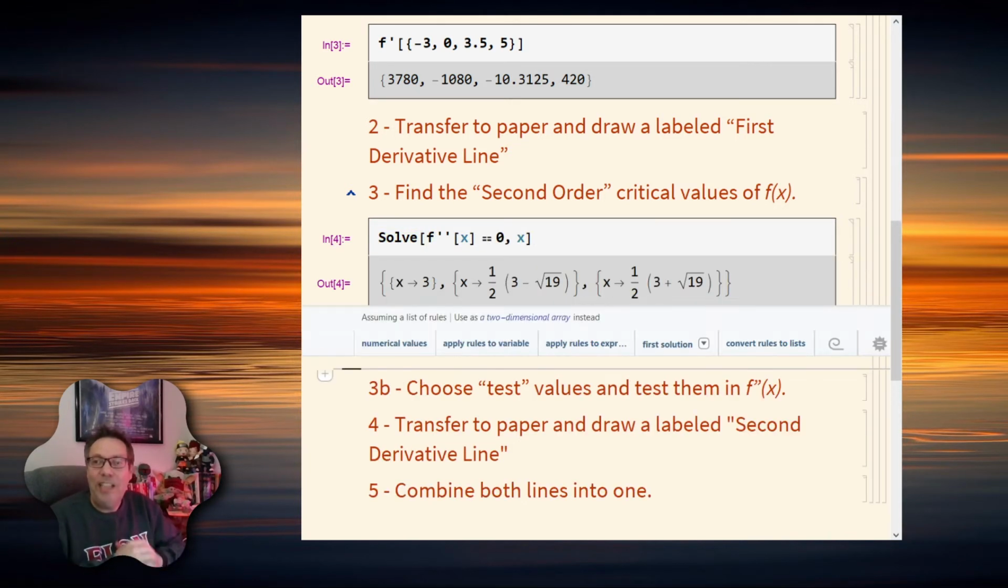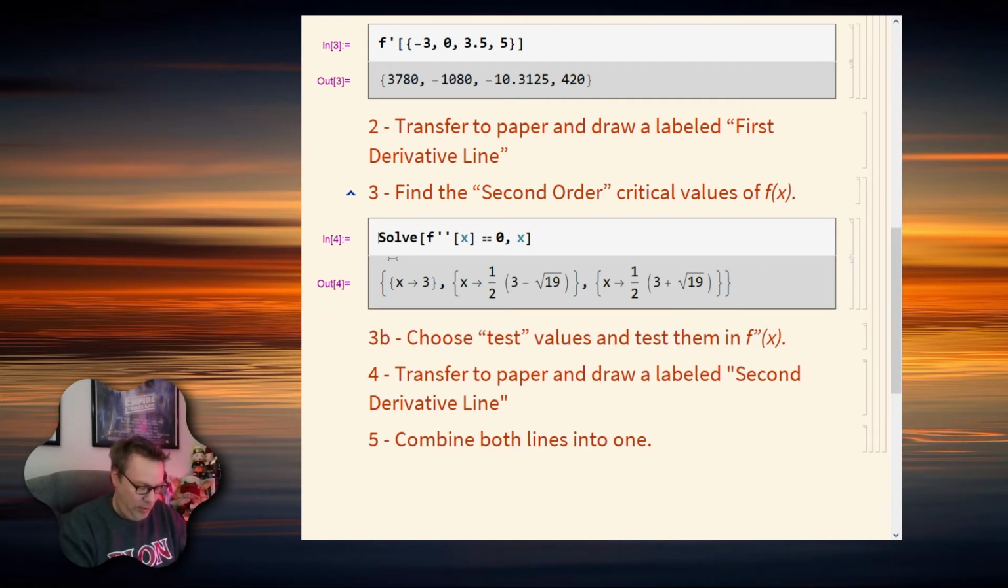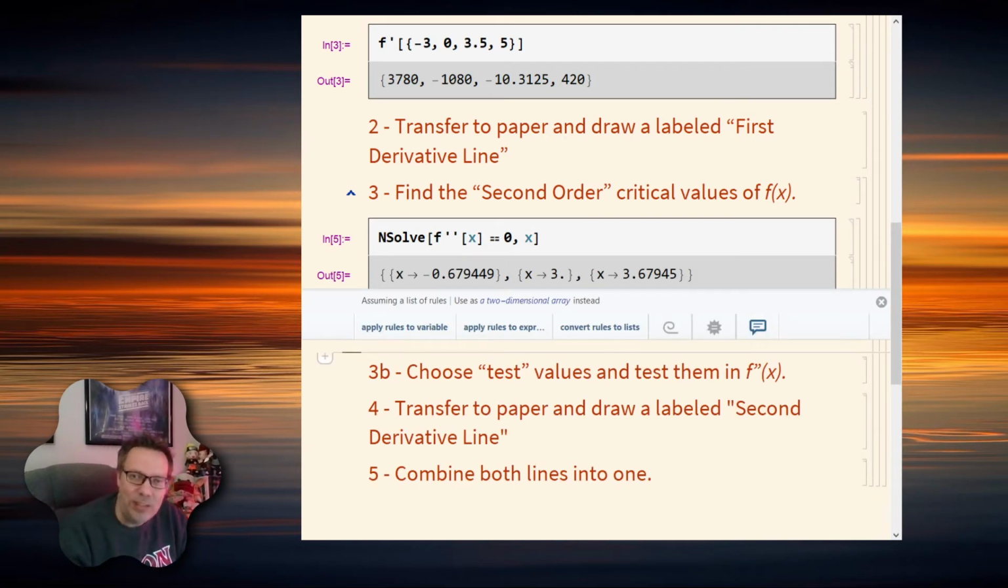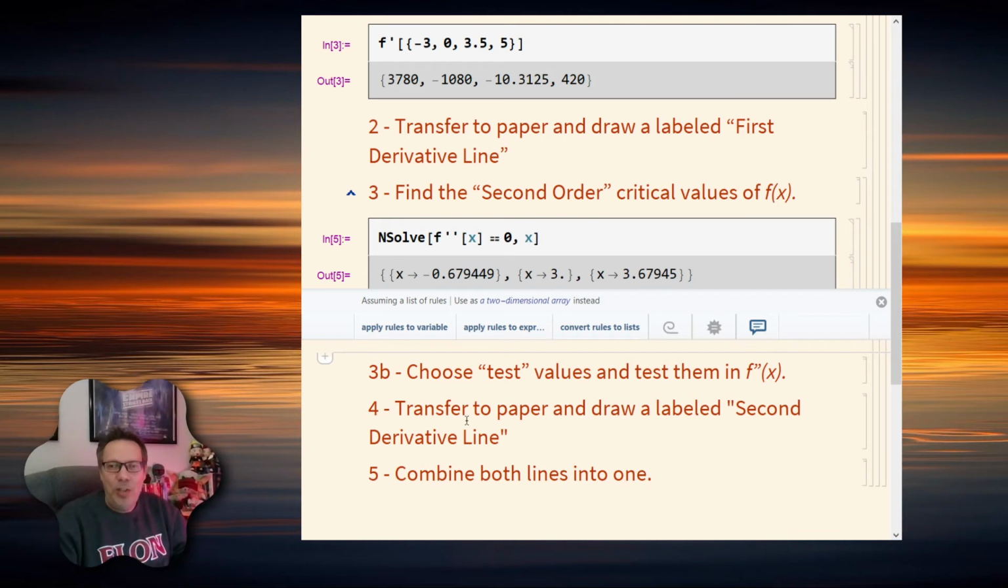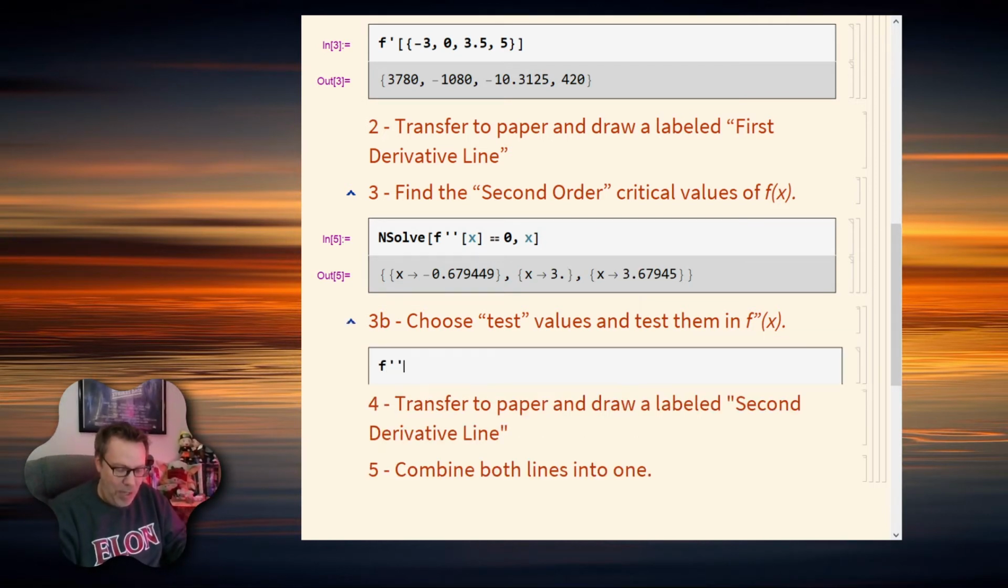And I'll do a shift enter, and this time I wind up getting radical answers. I'm going to convert all this to decimal very quickly by putting capital N in front and do another shift enter, and now I get decimal answers. Again, I'm going to go through and choose numbers in between those three given numbers. Well, in fact, I still need to pick 4 numbers. But this time, I'm going to plug them into the second derivative.